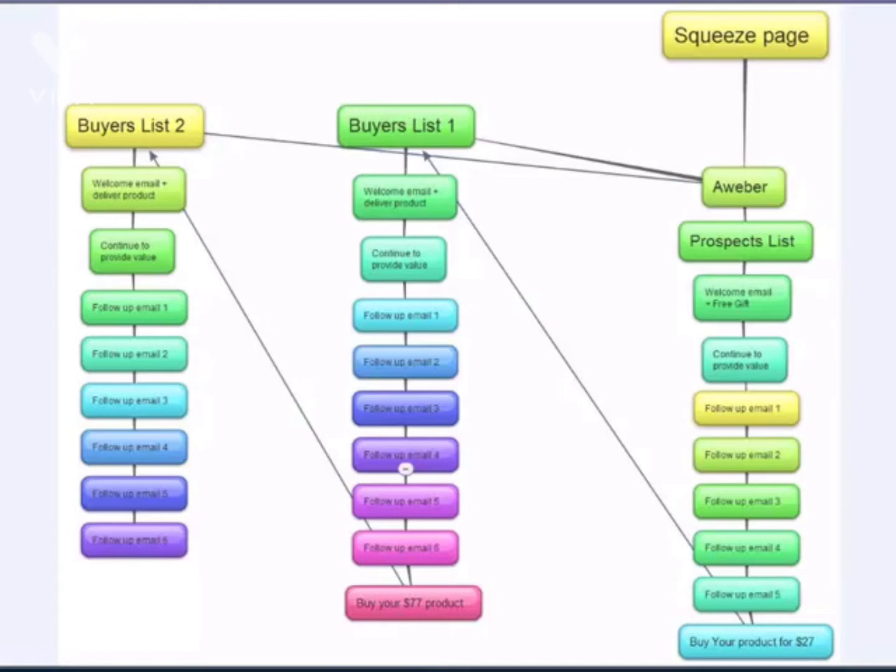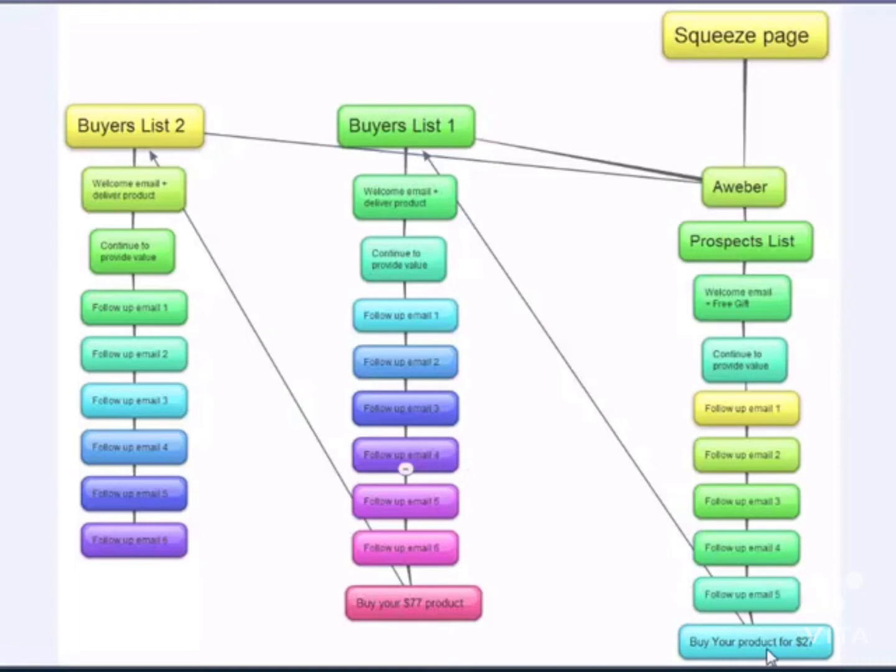So once you sell your low price product to a prospect, he obviously then becomes a customer. So then he's transferred over to your buyers list number 1, and then the same process starts from the start of your buyers list. You send them the product via email and via a download page, and then you continue to provide value over all of your follow-up emails. And then at some stage you may offer them another product, and if you do, you obviously have to think about the price point of your product.